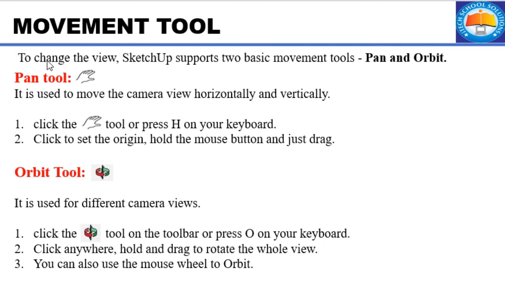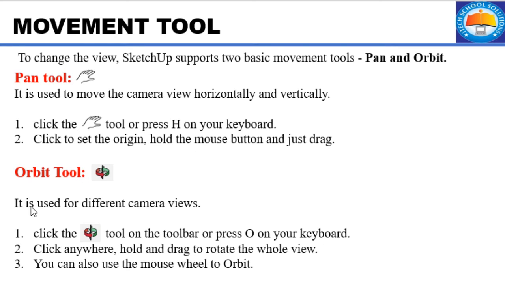Movement tool. To change the view, SketchUp supports two basic movement tools, pan and orbit tool. Pan tool. It is used to move the camera view horizontally and vertically. For that, click on pan tool or press H on your keyboard. Click to set the origin, hold the mouse button and just drag.